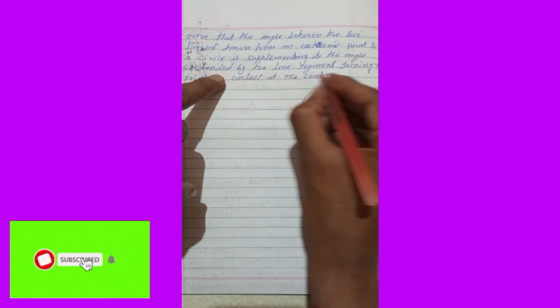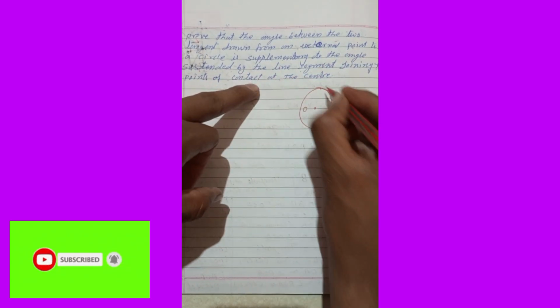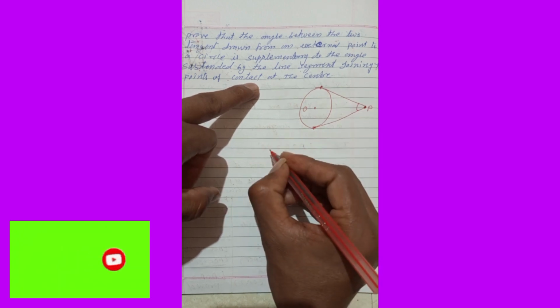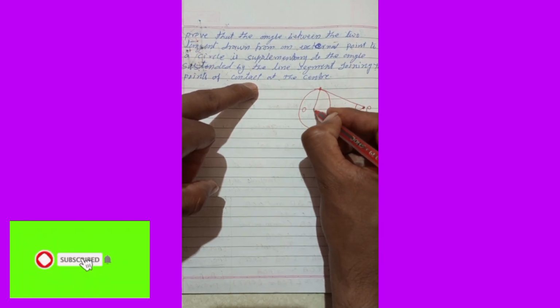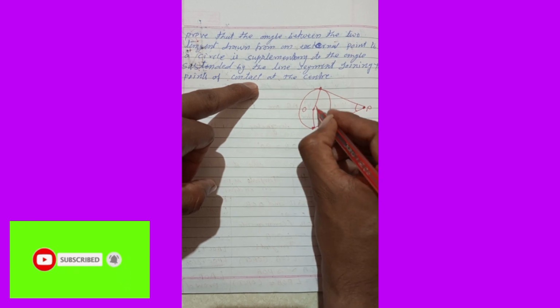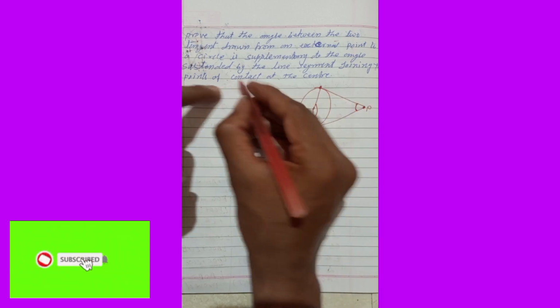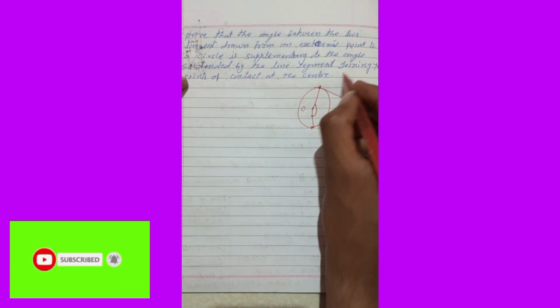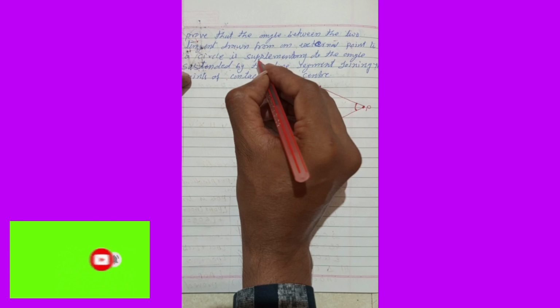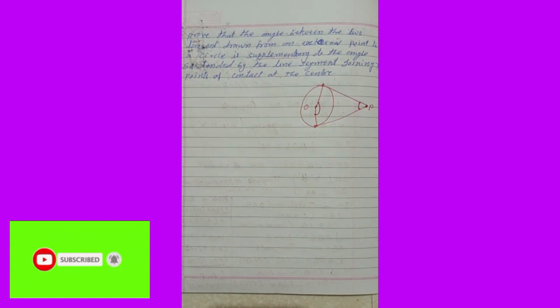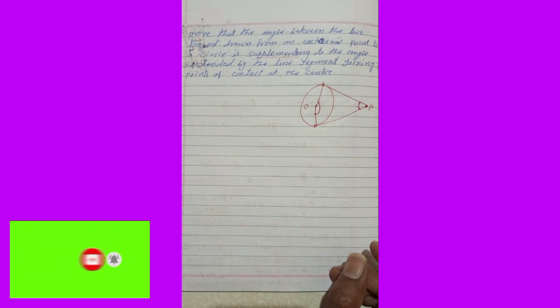To the angle subtended by the segment joining the points of contact. These are the points of contact, and we have to join them like this. If we join it like this, both this angle and this angle are supplementary. Now, supplementary means the sum of the two angles is 180 degree, then they are supplementary to each other. Now we are going to prove it.